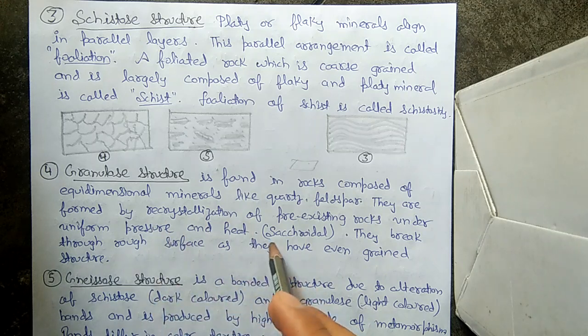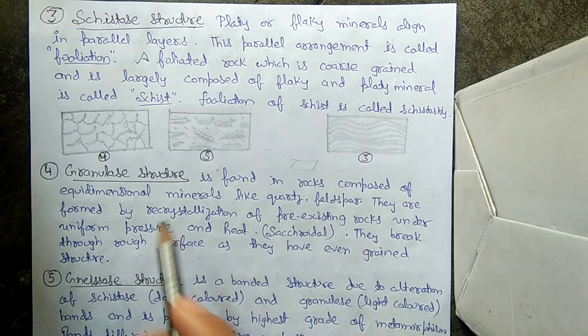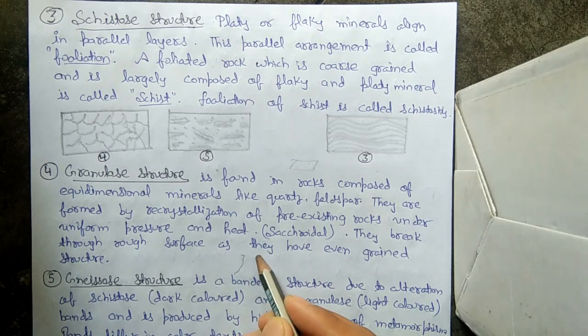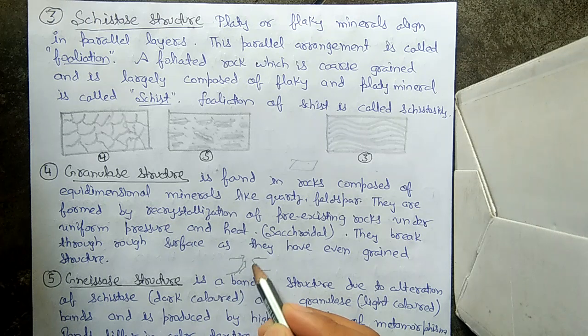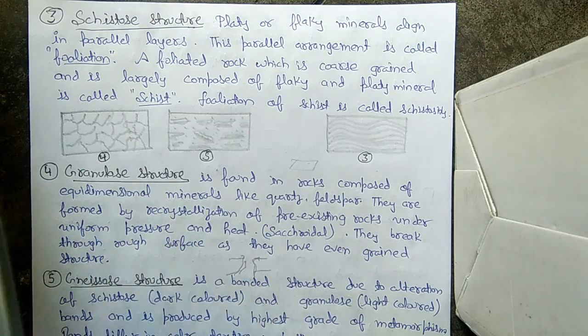This structure is also known as saccharoidal structure. Okay, when these rocks are broken down, they break with a rough surface. Suppose a rock breaks into two pieces, the surface between them will be rough, as they have an even grained structure. Because of their even grained structure, they break into a rough surface. This is the granulose structure, the fourth one.